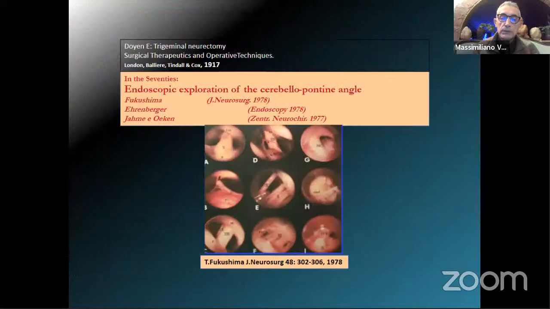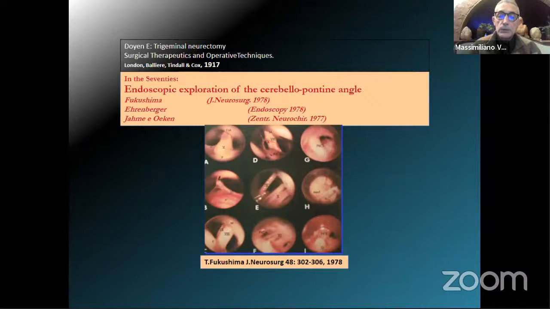But what is the news? Is it really news, or maybe a revival? The endoscope in cerebellopontine surgery. Probably it is a revival, because at the beginning of the 70s, there was a big deal of interest in the use of endoscope in cistern surgery and complex cerebellopontine angle surgery.